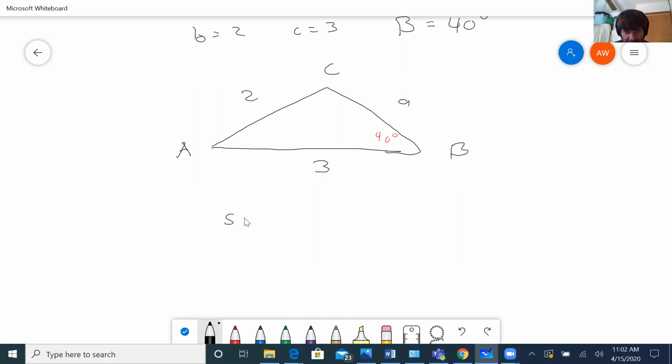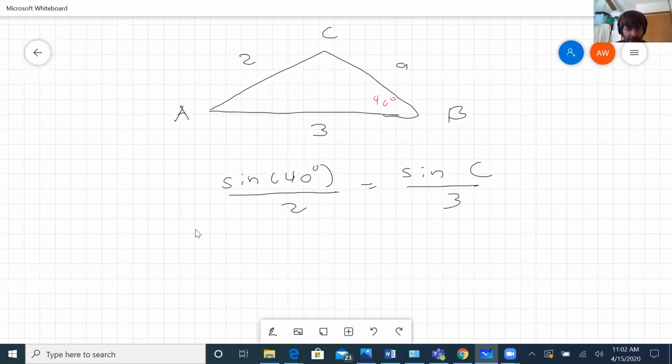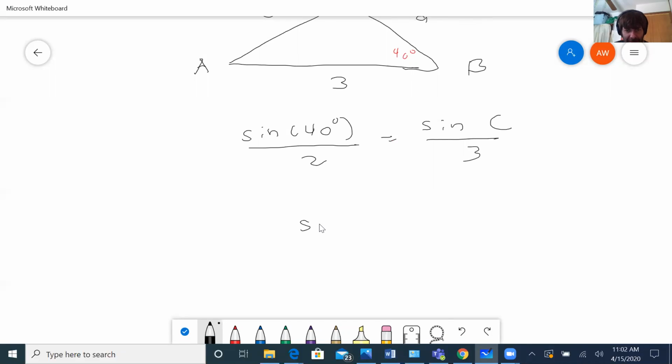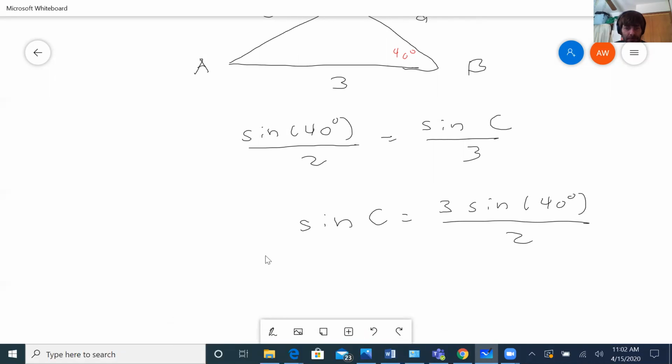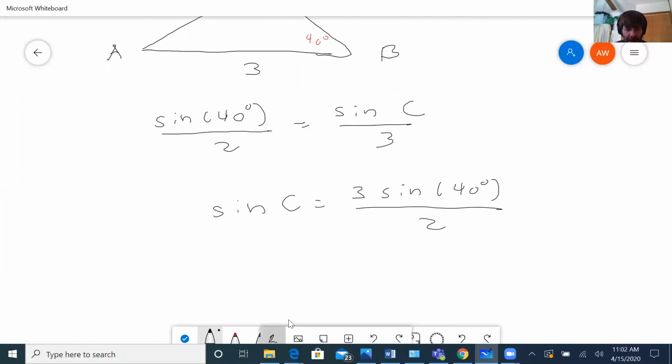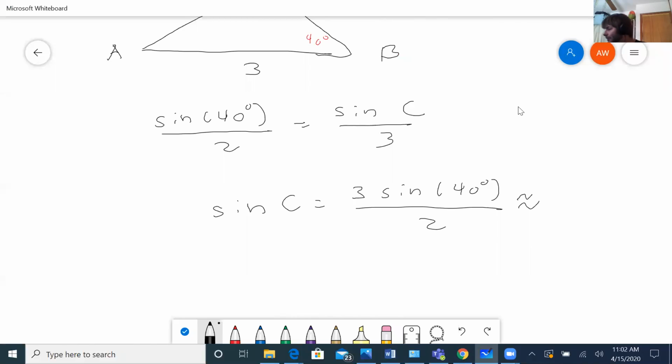All right, so I know the sine of 40 over 2 is going to be the sine of C over 3. So that's going to tell me that the sine of C is 3 times the sine of 40 degrees divided by 2, which is about what now? Just typing this into my calculator. I got 0.964.